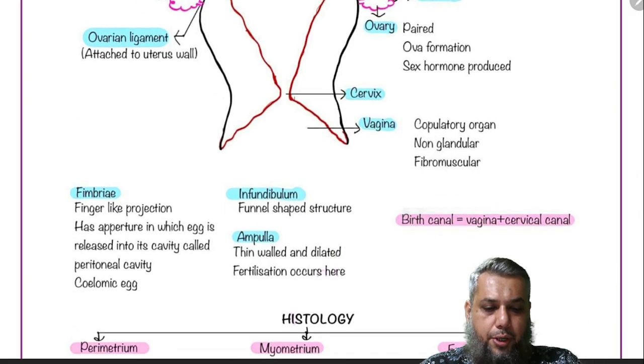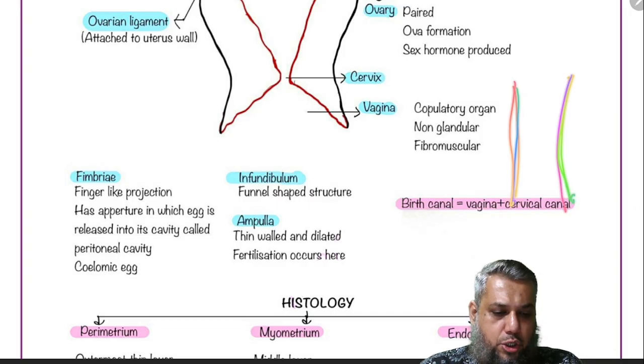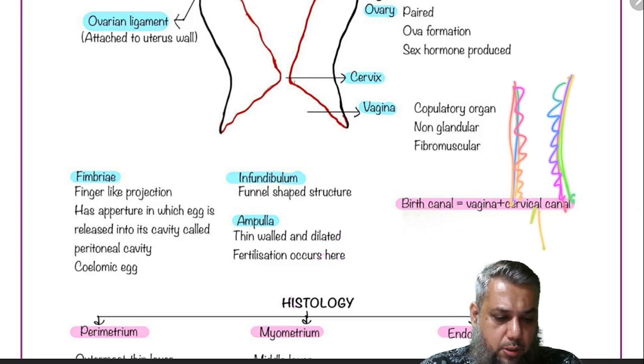The copulatory organ of the female is called the vagina. The vagina is also called the birth canal. It is actually a fibromuscular canal. Okay, and it shows the presence of folds, which are called the vaginal rugae. The vagina opens out by an opening, which is called the vaginal orifice. The vagina is a part of the birth canal through which the fetus is expelled out.